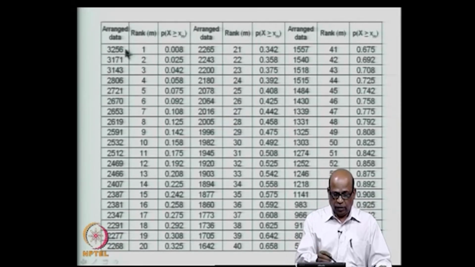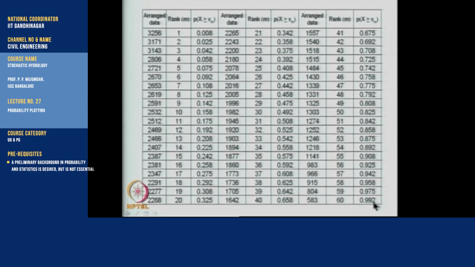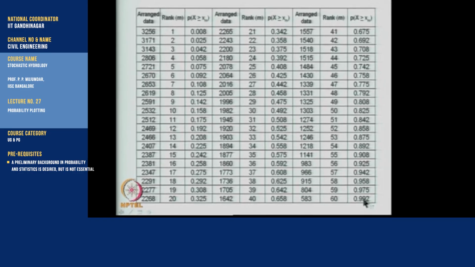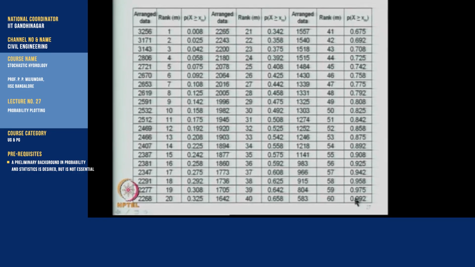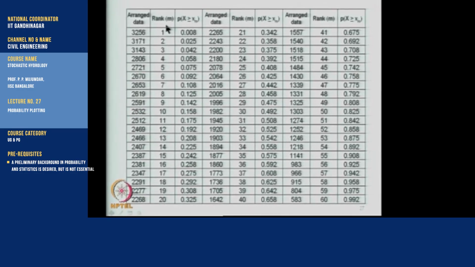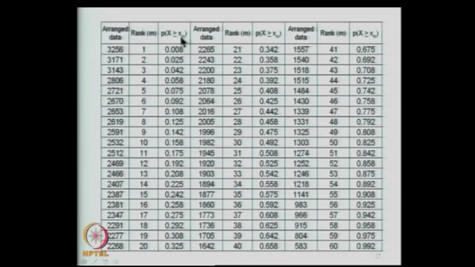So, let us say we pick up the maximum value 3256 and assign rank number 1, the next value rank number 2, etcetera, like this. So, we assign ranks up to 60 in the data. It goes from ranks 1 to 60. Once we get the ranks, we can get the plotting position. So, we get the plotting position of x being greater than or equal to x m using this formula. So, these are the plotting positions. Okay.